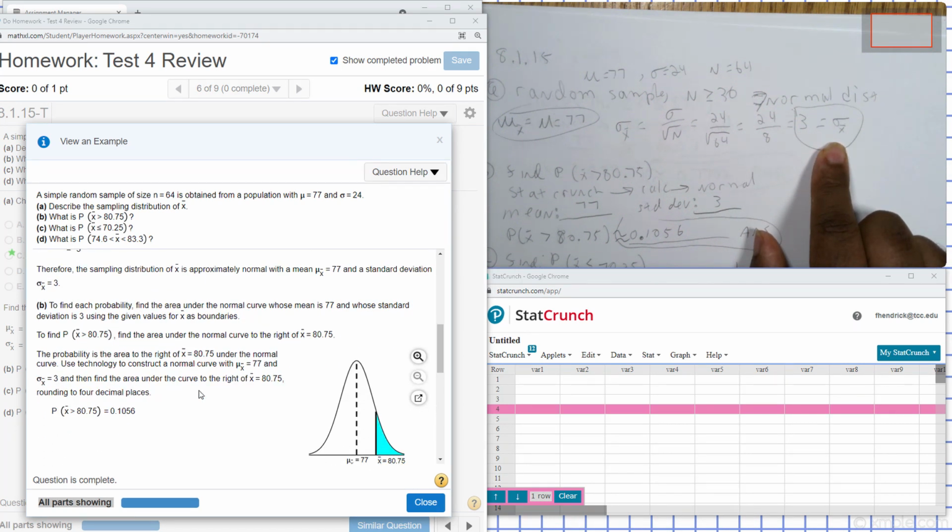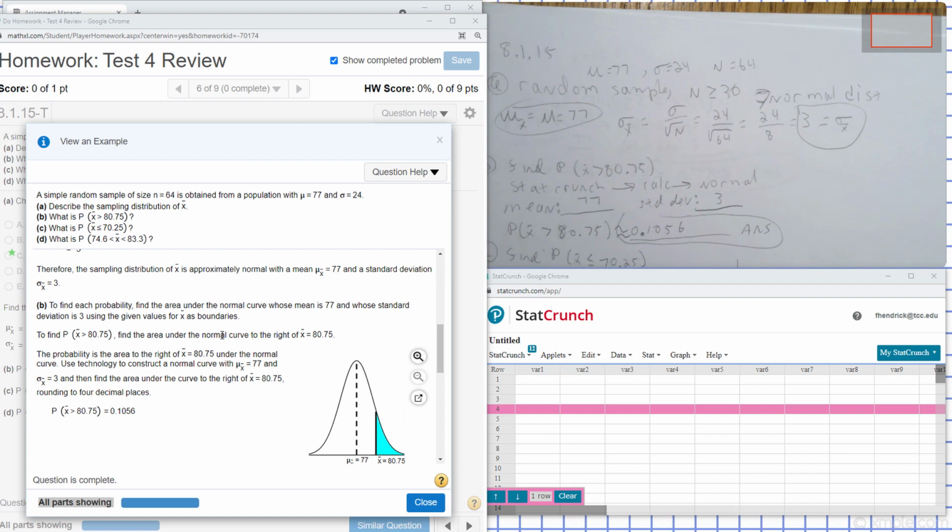And then they ask us to find probabilities. What's the probability that the mean will be greater than 80.75? Okay, so let's find that. Part B.